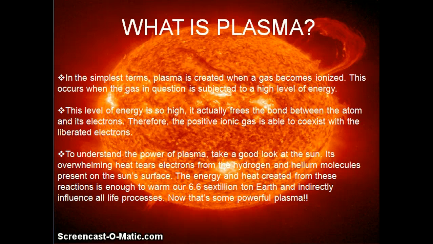To understand the power of plasma, take a good look at our Sun. Its overwhelming heat tears electrons from the hydrogen and helium molecules present on the Sun's surface. The energy and heat created from these reactions is enough to warm our 6.66 trillion-ton Earth and indirectly influence all life processes. Now that is some powerful plasma. On an interesting side note, lightning also consists of plasma.